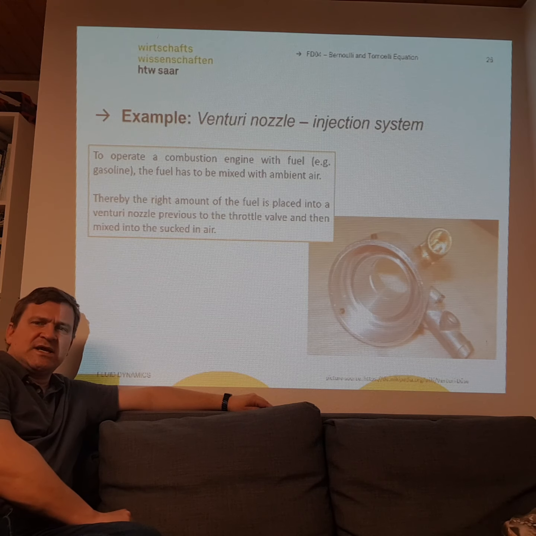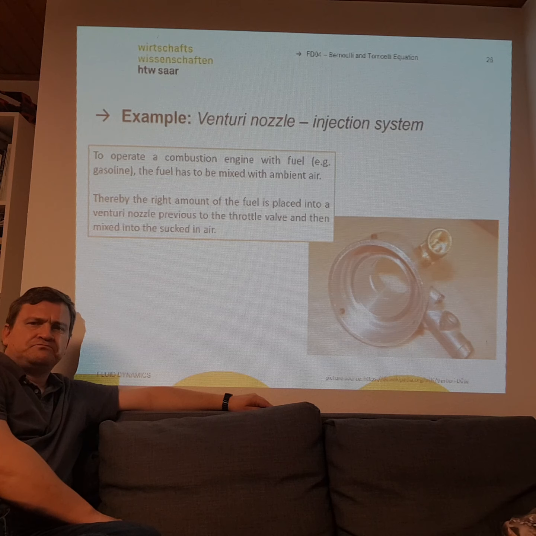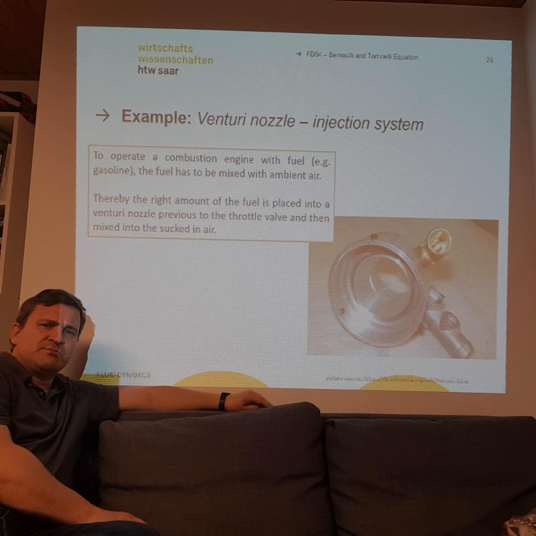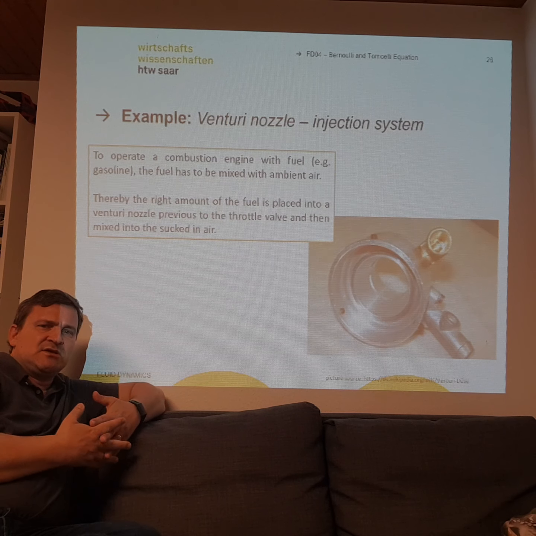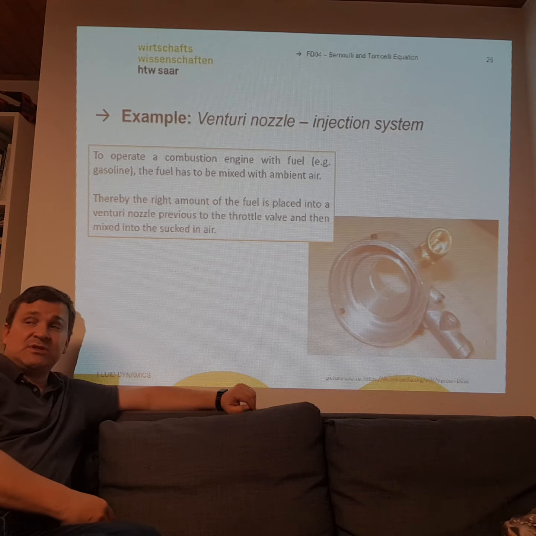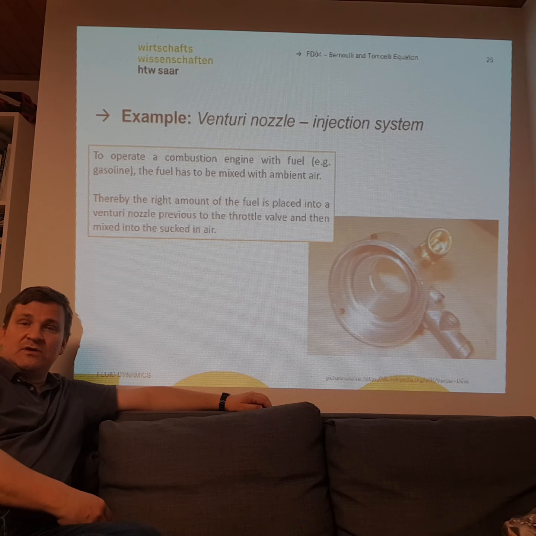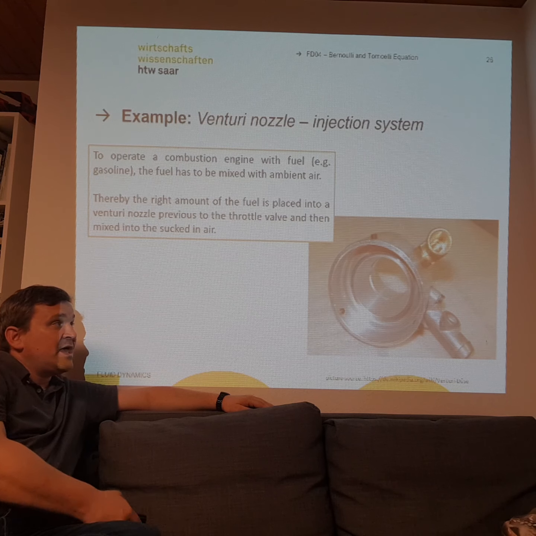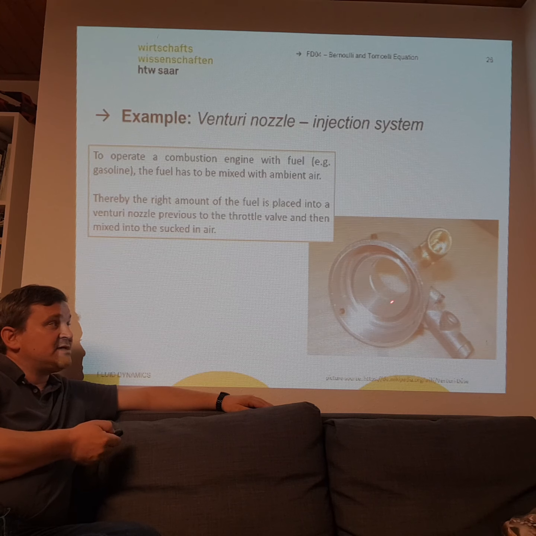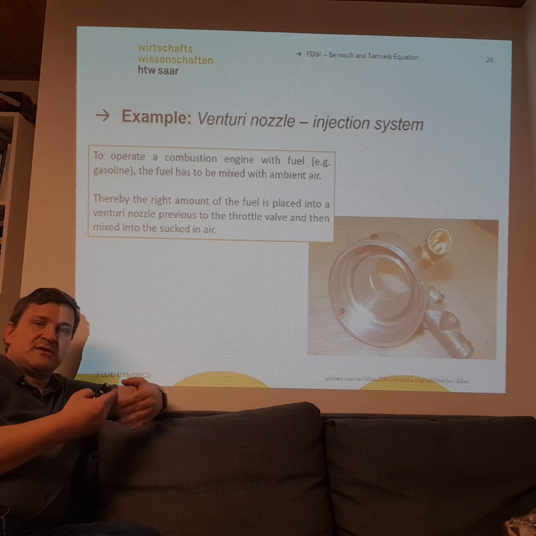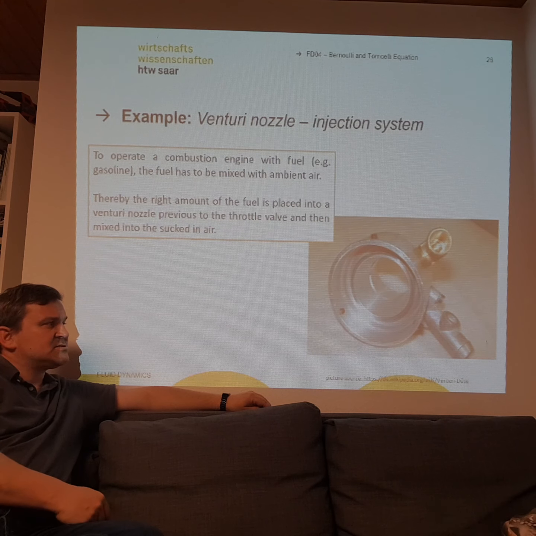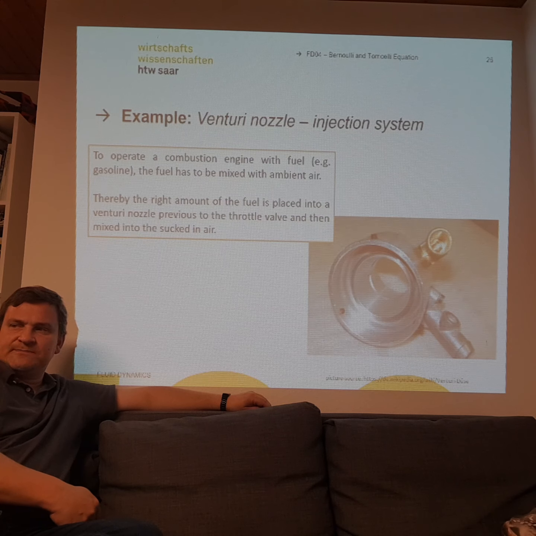Here is another example of a Venturi nozzle. A Venturi nozzle can also be used to inject something to help mixing. For example, here is a fuel valve for gasoline, and the fuel valve is placed in the region of the Venturi nozzle. If we have an airflow in this channel and we inject gasoline, we get better mixing. That's where we also use Venturi nozzles.